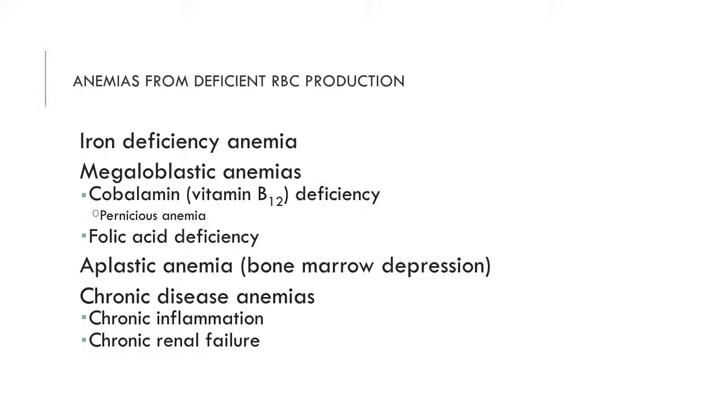There's also chronic disease anemias related to chronic inflammation. With chronic renal failure, you're not going to produce erythropoietin, and so you're not going to produce red blood cells. But remember that erythropoietin is produced in other parts of the body as well, but not at as high levels. So they may need supplementation with erythropoietin injections.